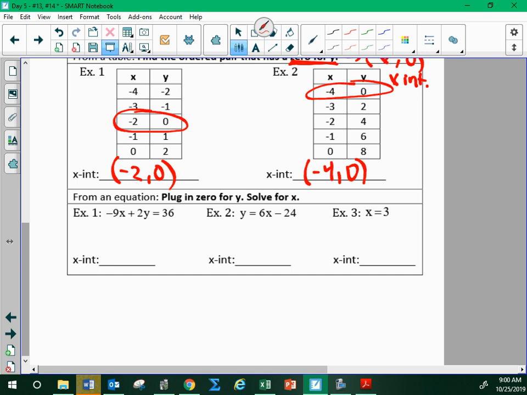Okay, so from an equation, we know y has to be 0. Right? For each of these, y is 0. So all we do is put in 0 for y. So I have negative 9x plus 2, instead of y, I'm going to put in 0, equals, there's my 6.